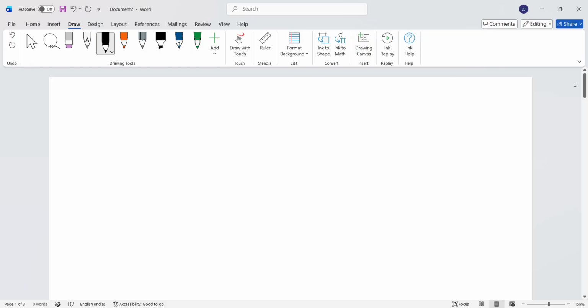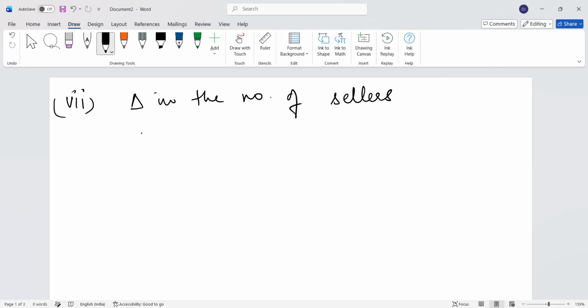Now the next factor, the seventh factor affecting supply, would be the change in the number of sellers. As the number of sellers increases, obviously the supply in the market increases.